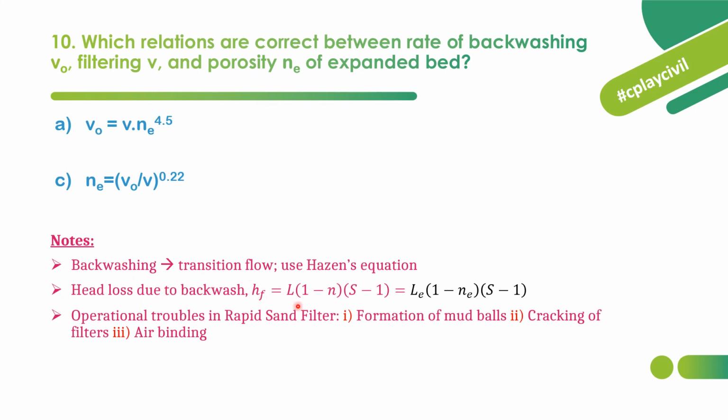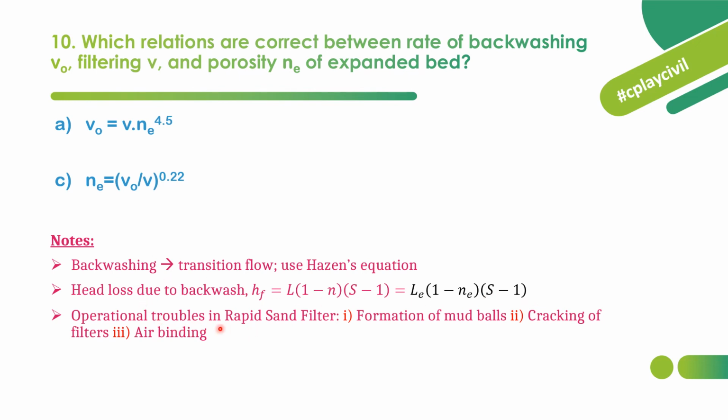And the head loss due to backwash is given by hf = L(1 - n)(S - 1). And in case of expanded beds, we have to use the expanded length and the expanded porosity, that is n suffix e. And these are the things regarding the rapid sand filter.